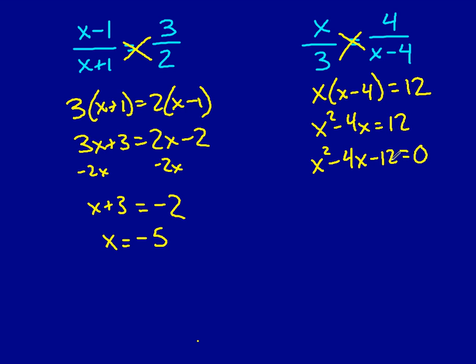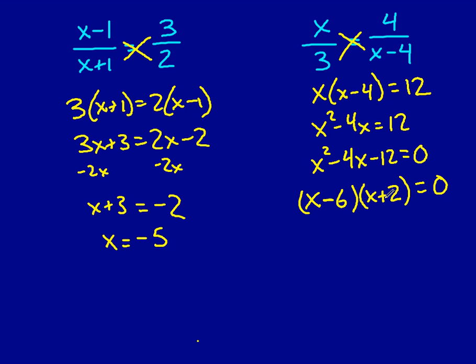Anytime I get a quadratic like that, we have to do our favorite F word, we need to factor. Factors of 12 that subtract to give you 4 are 6 and 2. Bigger number gets the sign in front, and the only way I can make it negative 4 is if it's a positive 2.